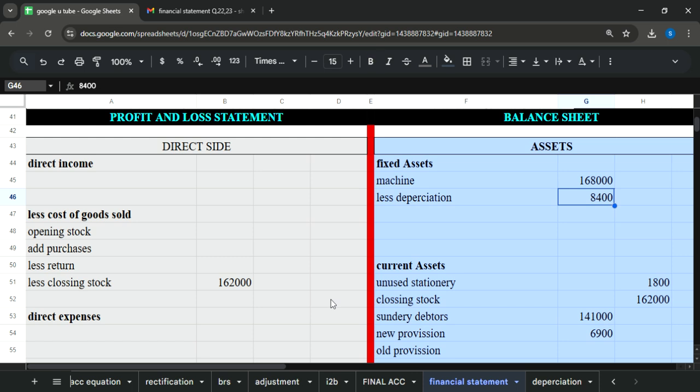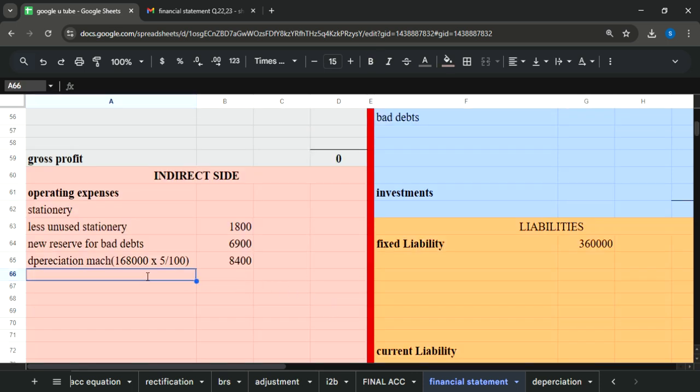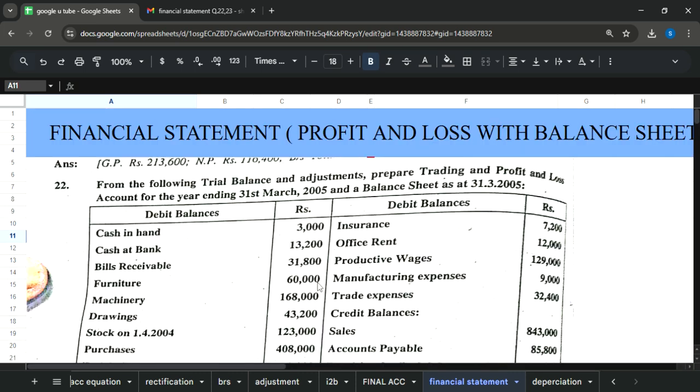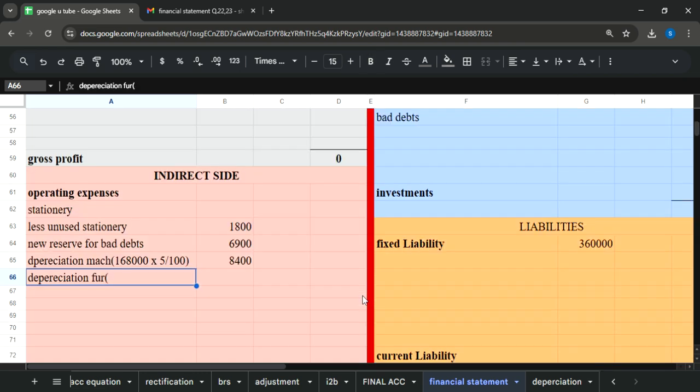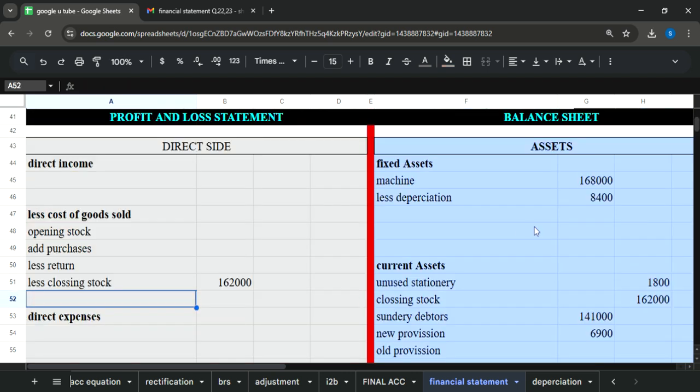Second is furniture depreciation. Again, you will be writing in the same way, depreciation upon furniture. For that we need the amount of furniture, which is 60,000. Secondly, 10%. So here 60,000, and you will take 10%. In this way, depreciation of furniture would be calculated. How? The amount of furniture was 60,000 and you will multiply it with 10 divided by 100. 6,000 is your depreciation.